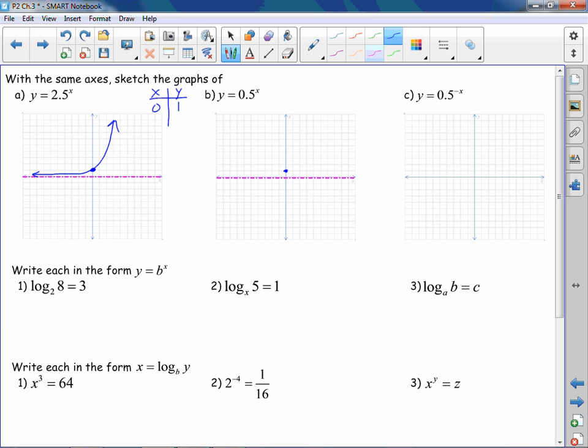Wait, how do you know it's a decay? Because the b here is less than 1. It's 0.5, 1/2. Wait, so question, how do you know that's the b? Wouldn't that be the a? Or is that the b and the a combined? No, you can't do that. The b is the only one that gets the exponent. So even if there's an a in front, you would only worry about the 0.5. Yep.